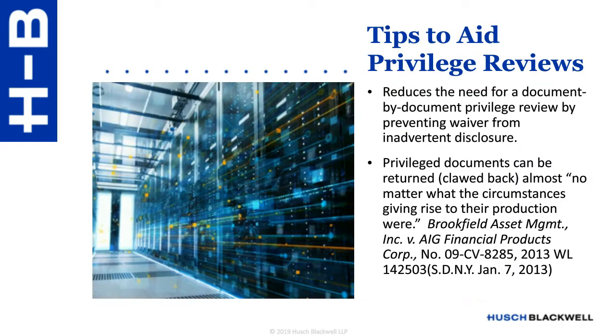Having a 502(d) order reduces the risk associated with inadvertent disclosure of privileged information because it allows you to call the information back in virtually any circumstance. This can be particularly beneficial in very large cases where it's impractical to do a privilege review of a very large document volume, so you can move forward with productions and claw back privileged information when you identify it.